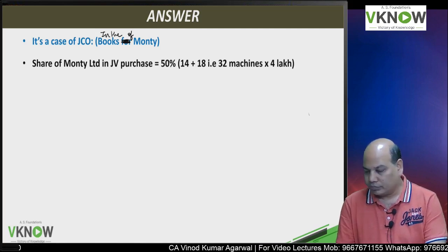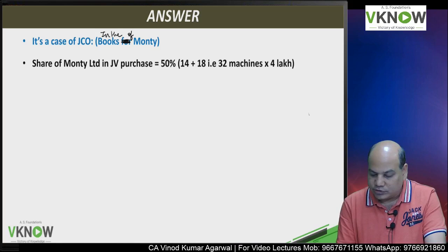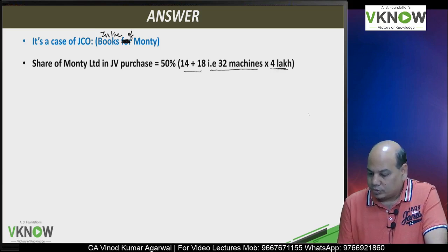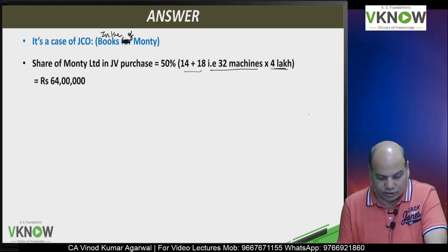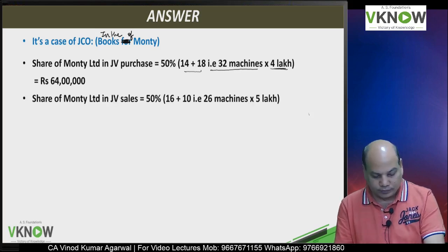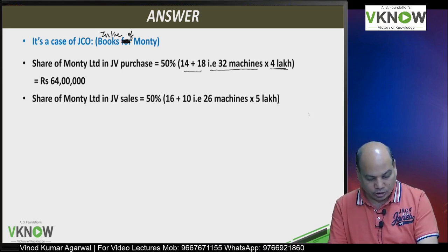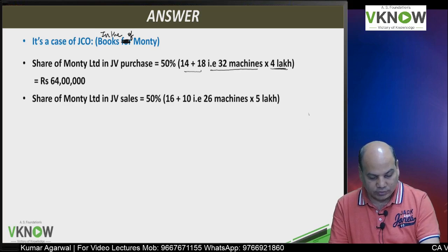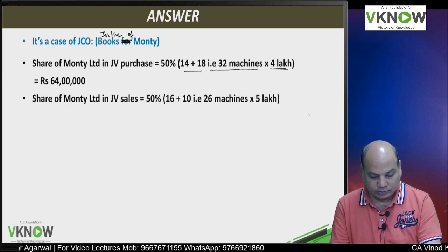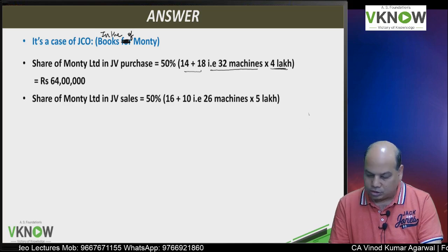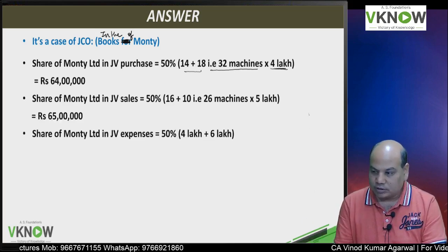50% of total machines purchased by both venturers, 14 plus 18, that is 32 machines, into 4 lakh. So the answer will come to 64 lakh. Please check. Share of Monty Limited in joint venture sales. 50% into bracket 16 plus 10, that is 26 machines, into 5 lakh, that is 65 lakh.